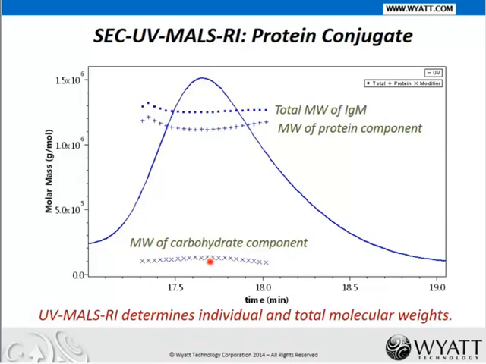How can we do that? We actually have an archived webinar on protein conjugate analysis if you want more details. But just very briefly, the composition comes from mass conservation from the two concentration detectors. UV is responsive to only the protein portion, and RI is proportional to both protein and carbohydrate. At each data slice, the concentration should be conserved. So from that, we can tease out the composition.